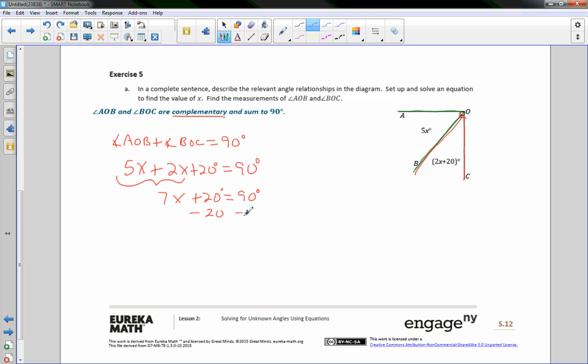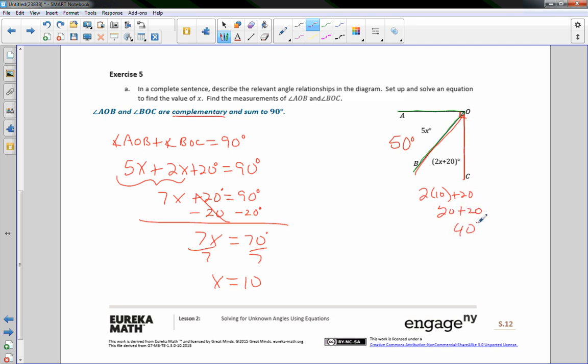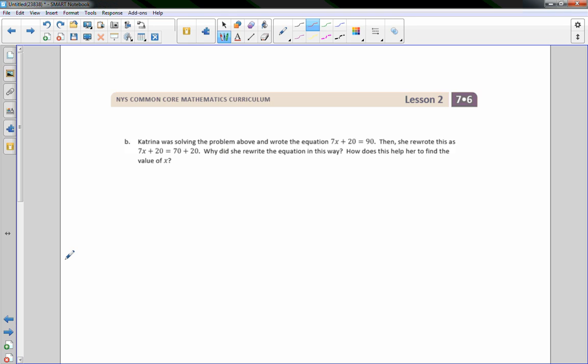And when I subtract 20 degrees, I get 7x equals 70 degrees. Divide by 7, divide by 7, and x equals 10. So 5 times 10 is 50. And 2 times 10 plus 20 is 20 plus 20, which is 40 degrees. And 50 degrees plus 40 degrees does in fact add up to 90 degrees.